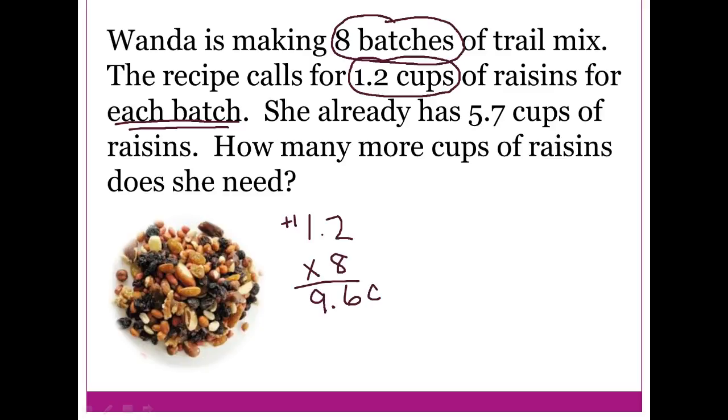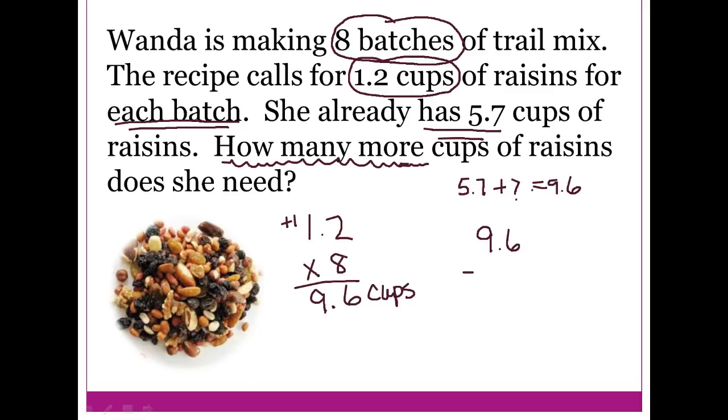She already has 5.7 cups of raisins. How many more does she need? This is a big clue that we're finding the difference between the amount she needs and the amount she already has. She has 5.7 cups plus some unknown number to equal 9.6 cups total. In order to find that difference, we'll need to subtract. And when we subtract, you have to line up the decimals. We'll start with the 9.6 cups of raisins Wanda needs to make the 8 batches. Then we'll subtract the 5.7 cups of raisins she already has. This will tell us how many more cups of raisins Wanda needs.